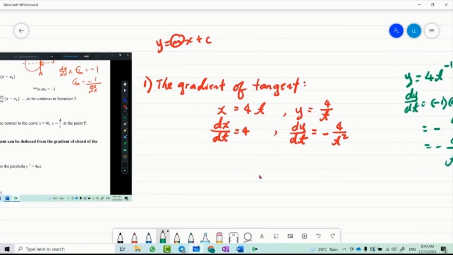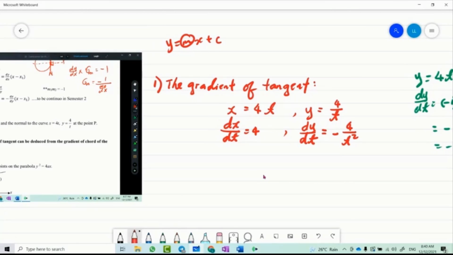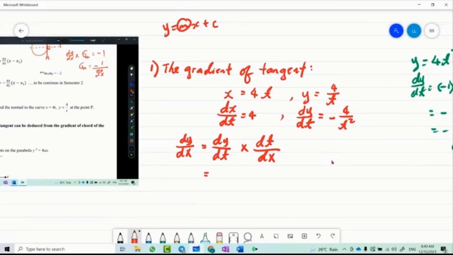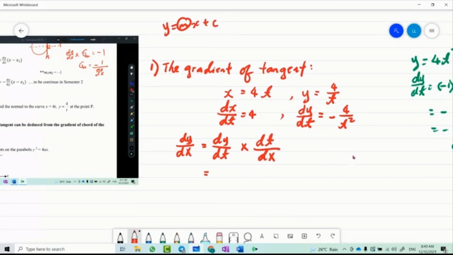All right, now we want to find the gradient. Gradient is dy/dx, the gradient of the tangent. According to the chain rule, dy/dx using the chain rule: y and x are separated, then between them you insert the parameter letter. So the parameter is t. Now you have all this information; dy/dt you take from here.